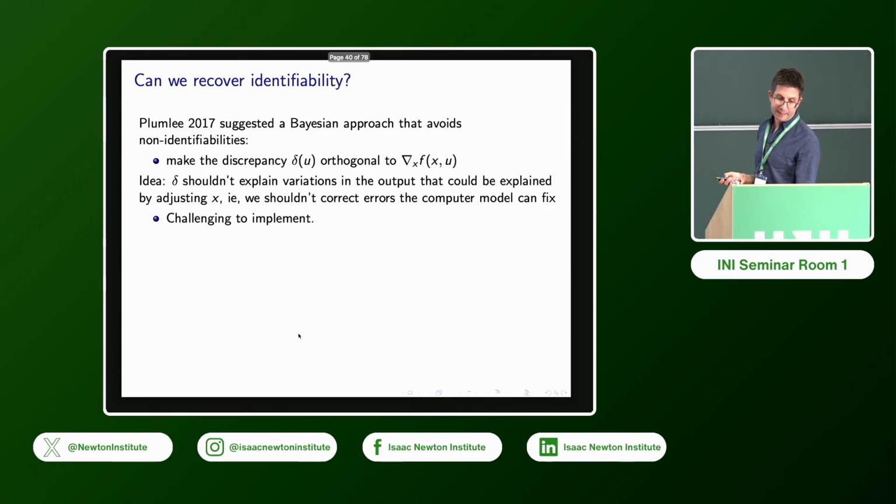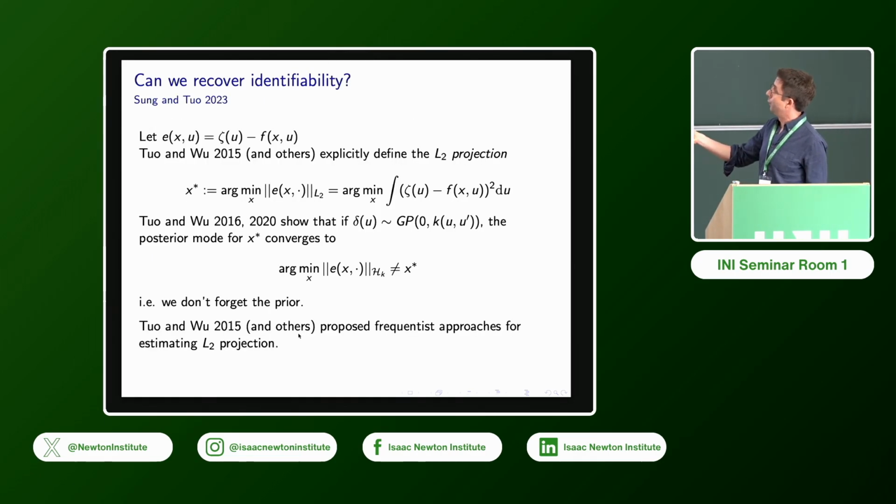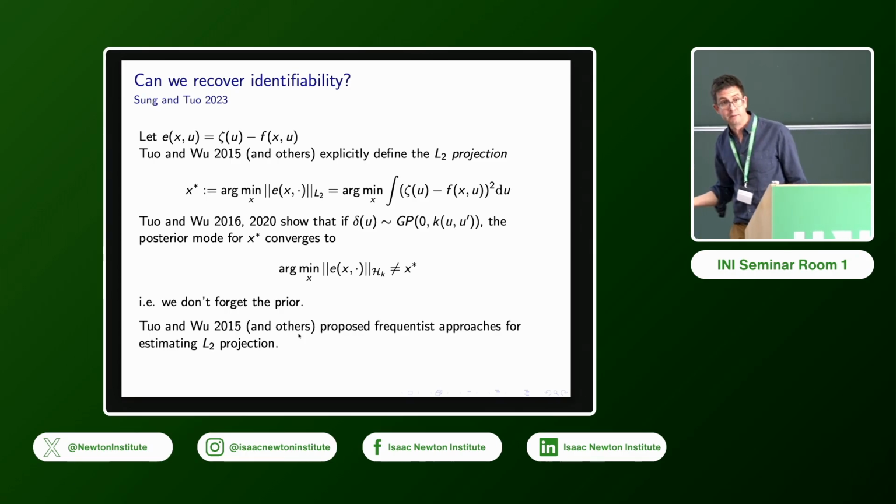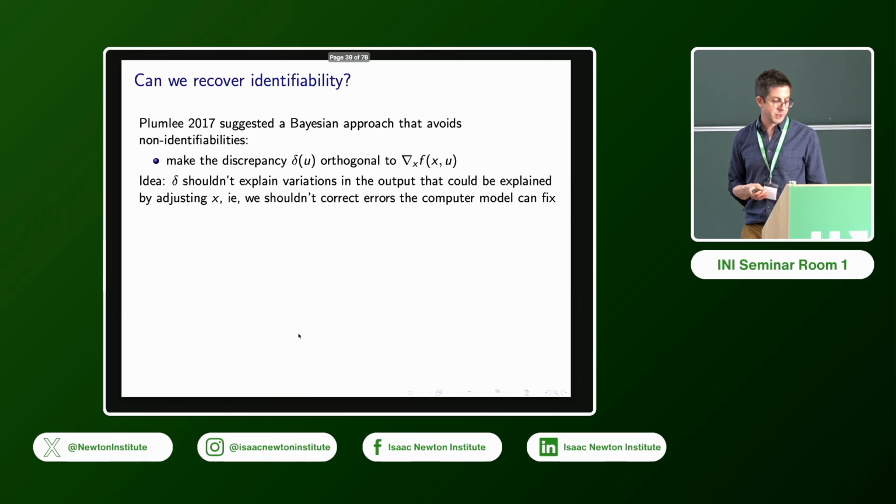So the same authors, actually, Tuo and Wu, who showed that calibration is difficult, if not impossible, with GP, do show that it's possible to correct your prediction. So you can do calibrated prediction, but you can't do calibration necessarily.